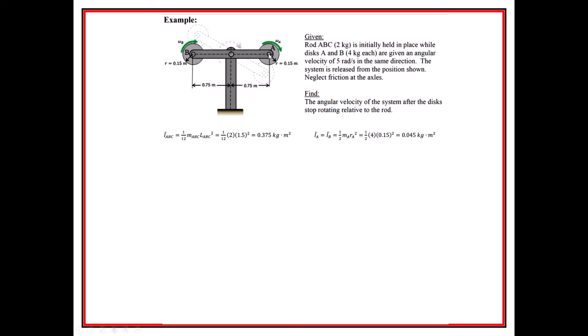Maybe we have just a little bolt or something here on the end, and we put a drill on it and we get that thing moving at 5 radians per second, right? And we give each of these discs that 5 radians per second, and they're both going clockwise. And then we let go of this bar.